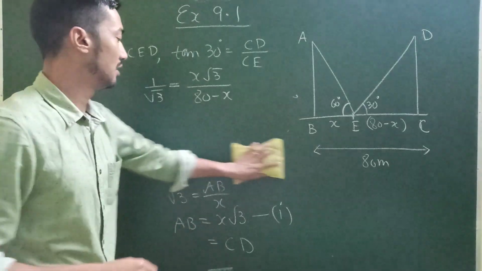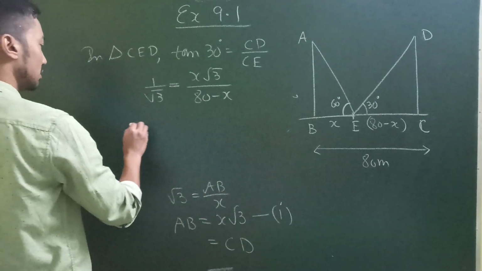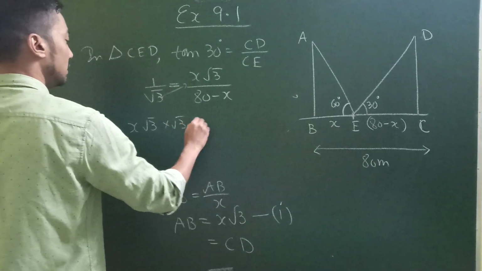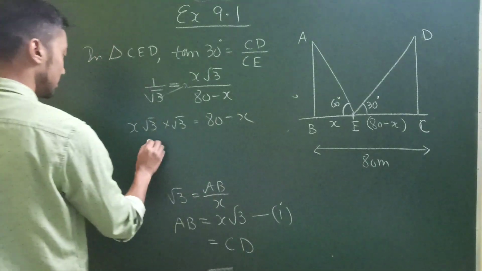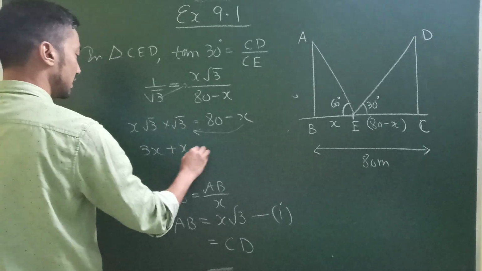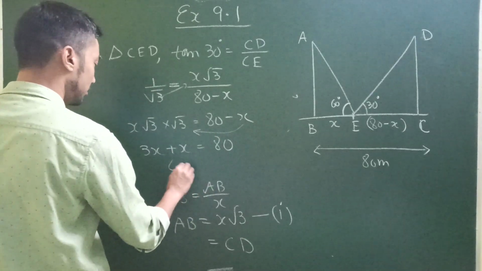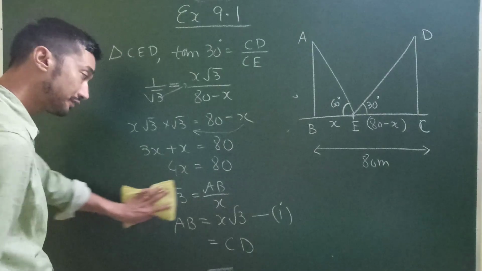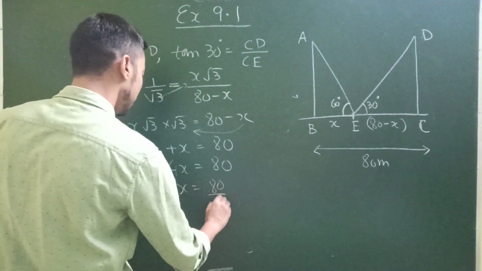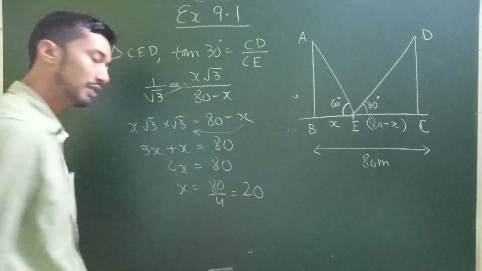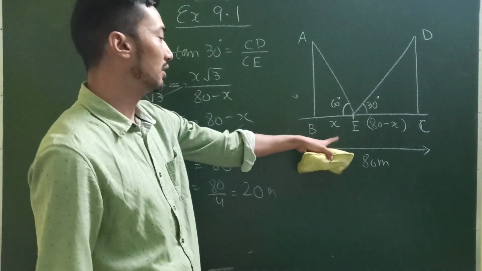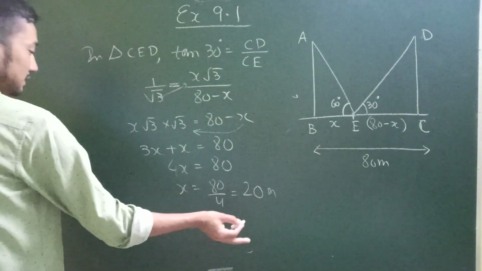Now just do a little bit of cross multiplication, that is x root 3 into root 3 equals 80 minus x. So root 3 into root 3, that is 3x. This minus x, I'll bring onto the other side, plus x equals 80. So 4x is equal to 80. Then x will be equal to 80 by 4, that is 20 meters. Now exactly what was x? x was BE. Okay, no problem. So this is done.